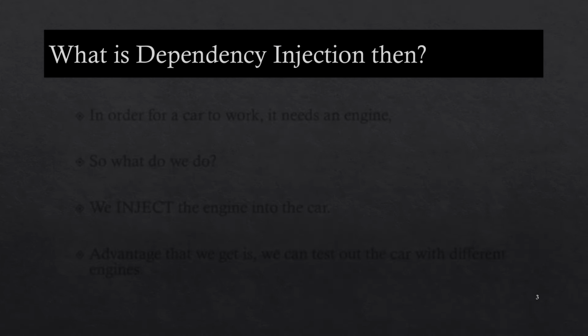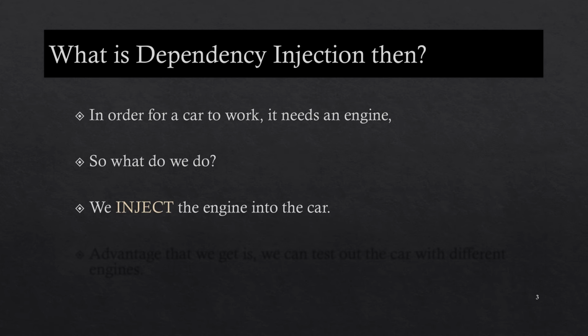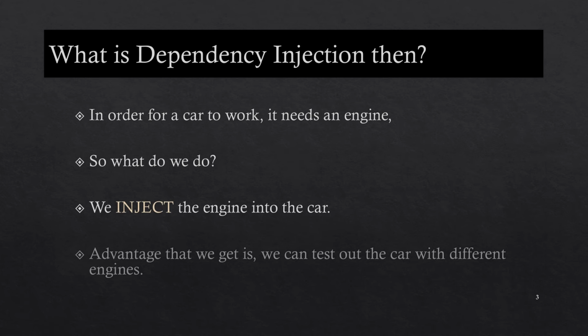So now, what is dependency injection? In order for a car to work, it needs an engine. So what do we do? We inject the engine into the car. The advantage that we get is we can test out the car with different engines. You will get this final point in a moment. This is a real life example.